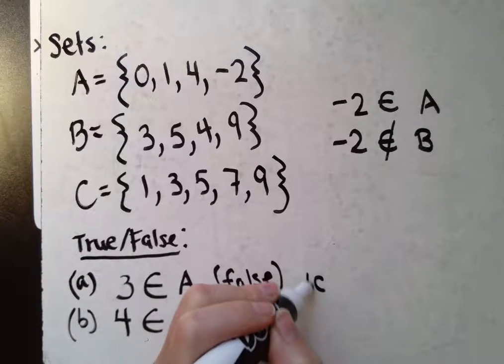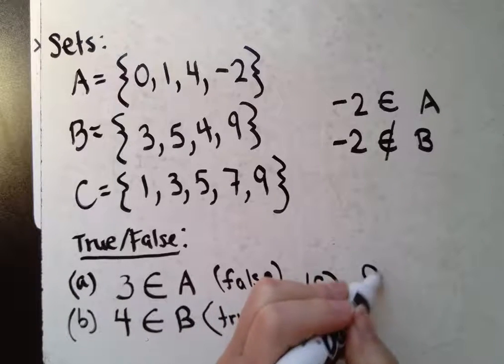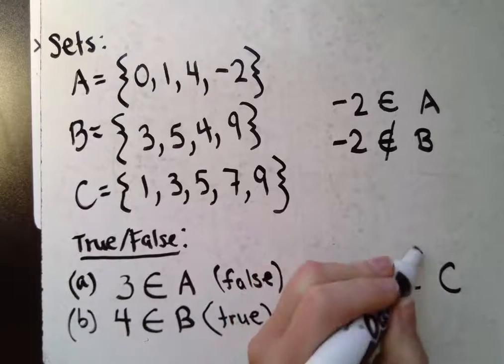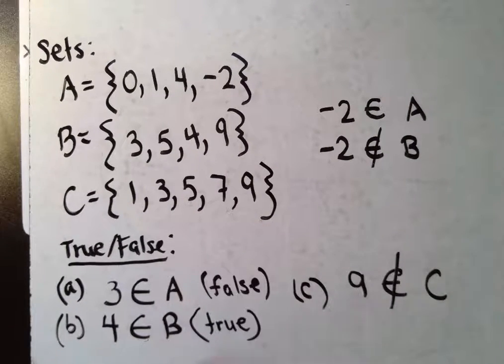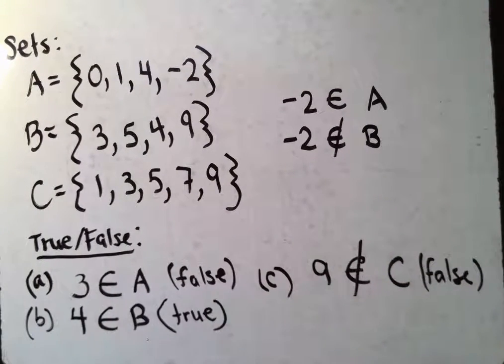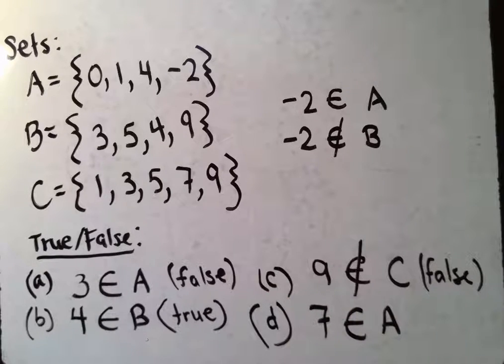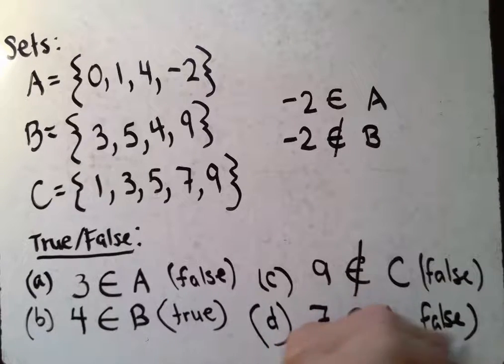Another example, I could say 9 does not belong to C. Does not belong to, so I'm going to cross it out. Is that true or false? Well, 9 does belong to C, so this would be a false statement. And then finally, I could say 7 belongs to A. Well, I look at A and there's no 7 there, so this is another false statement. So basically, it's just these symbols.